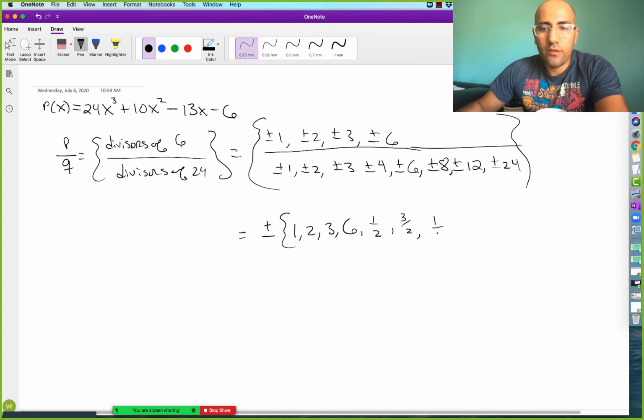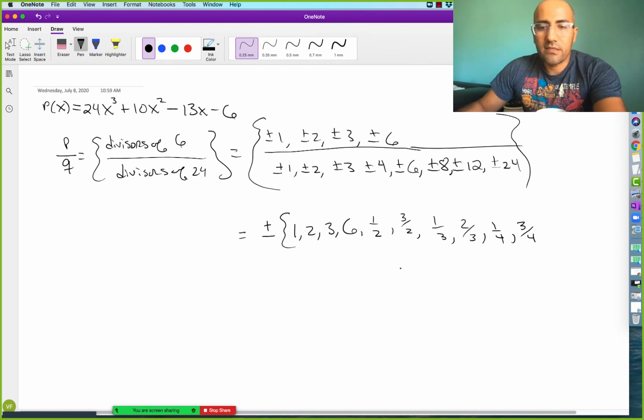Then I'll have a 1/3, a 2/3, then a 3 over 3, which I already have, and then a 6 over 3, which is 2, I already have that one. Okay, then 4, I'll have a 1/4. 2 over 4 is a half, I already have a half. 3 over 4 is a new one. And then 6 over 4 is 3 over 2, which I already have. So it took care of the 4.